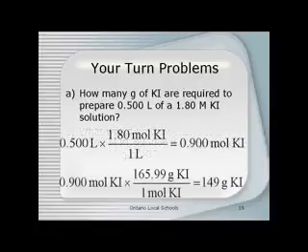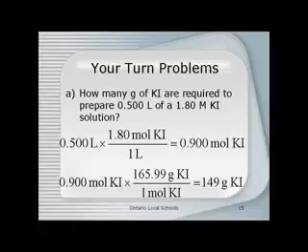Let's take a look at the solution to part A, in which we want to find the number of grams of potassium iodide, KI, required to prepare 0.5 liters of a 1.8 mole per liter potassium iodide solution. So to get the moles of KI, we take our volume in liters times the molarity, so 0.5 liters times 1.8 moles over 1 liter, and we get 0.900 moles of KI.